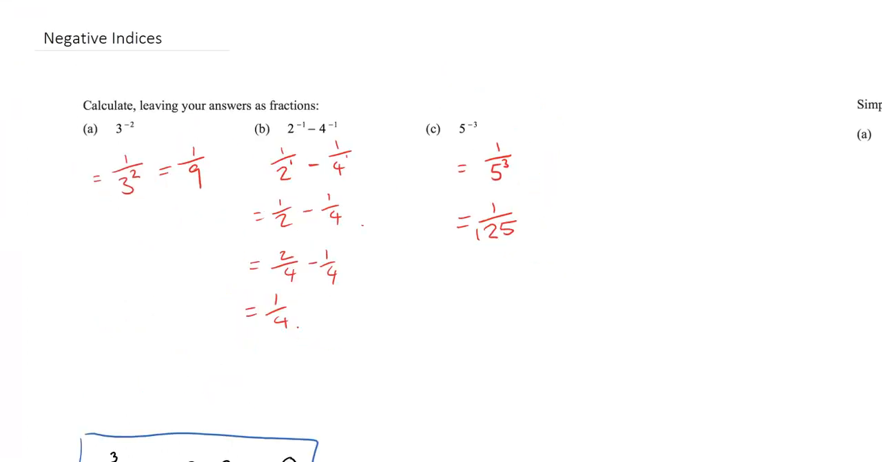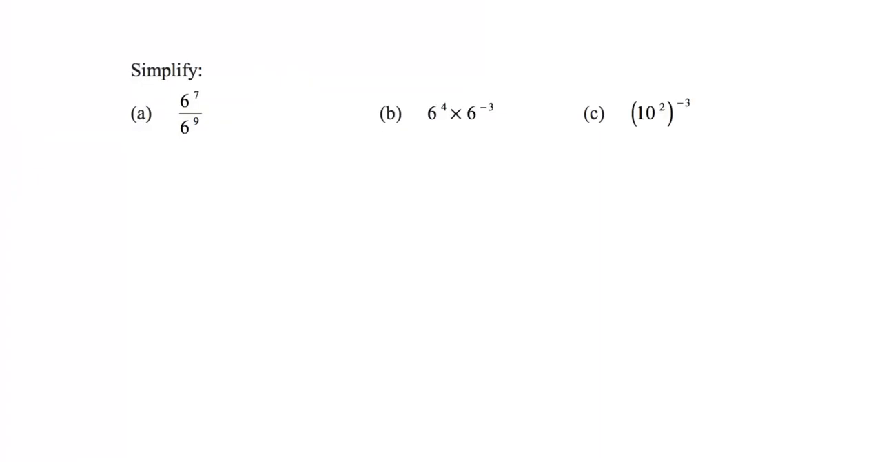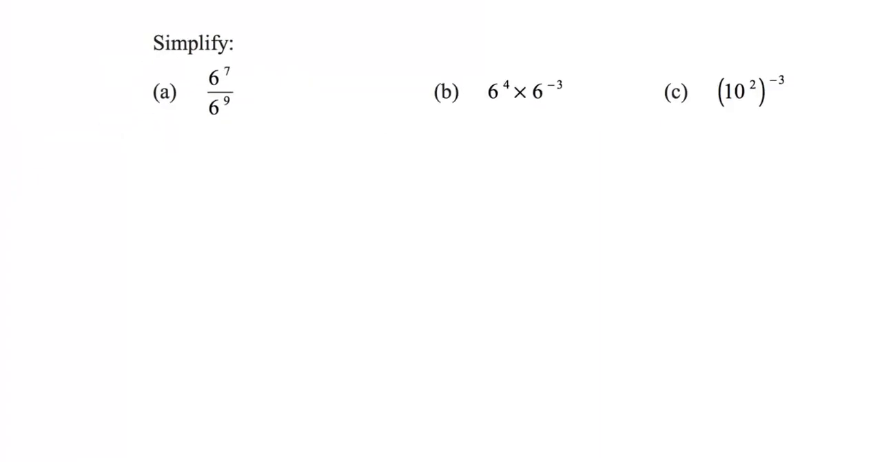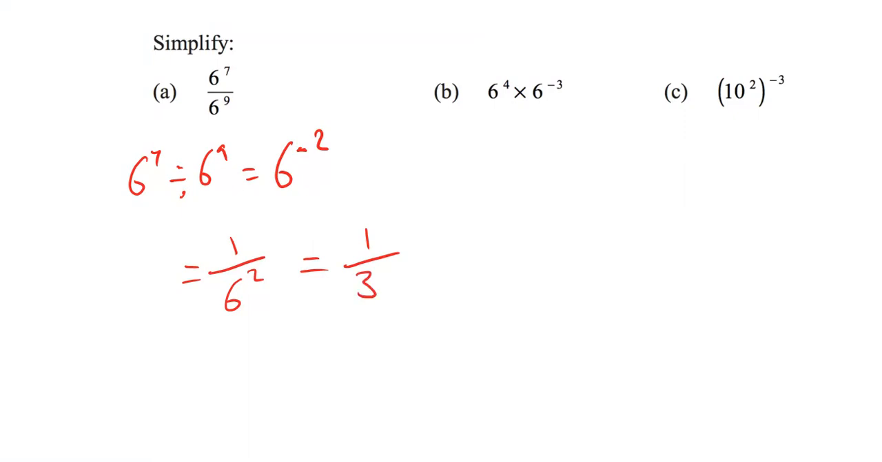Now these work as well with the rules of exponents, just like always. So if I was simplifying A, I'm going to definitely have 6 to the 7 divided by 6 to the 9. So that will be 6 to the power of minus 2. I subtract the powers. And if I wanted that as a fraction, it's going to be 1 over 6 squared, which is 1 over 36.